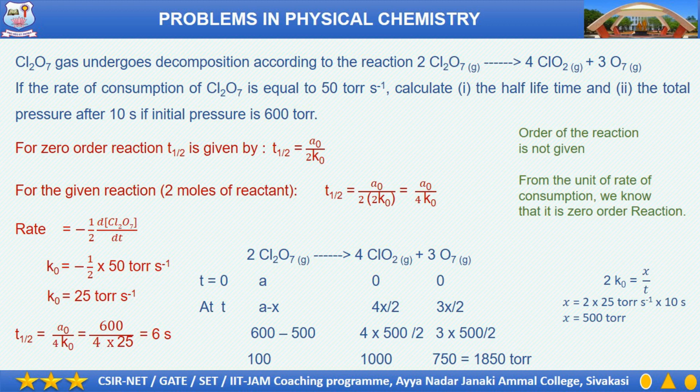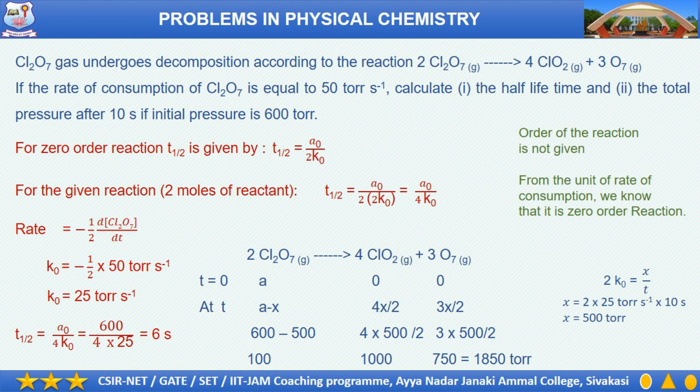Okay. Next is the half-life period. Now you can easily obtain the half-life period. What is the K value you have obtained? 25 torr per second. Therefore, t 50% is equal to A0, which is 600, by 25 into 4. This one, K0 is equal to 25. Therefore, what is the T half? 6 seconds. T half is 6 seconds. Okay.